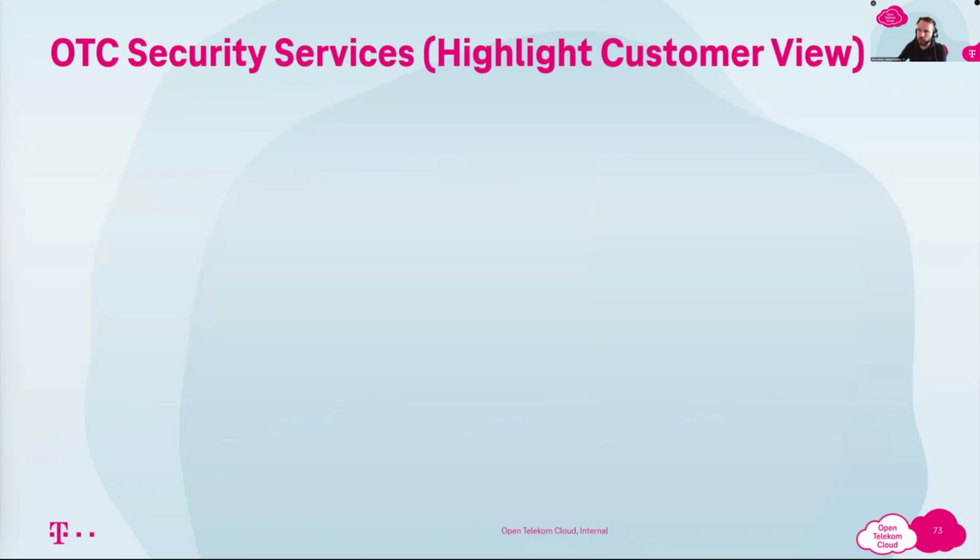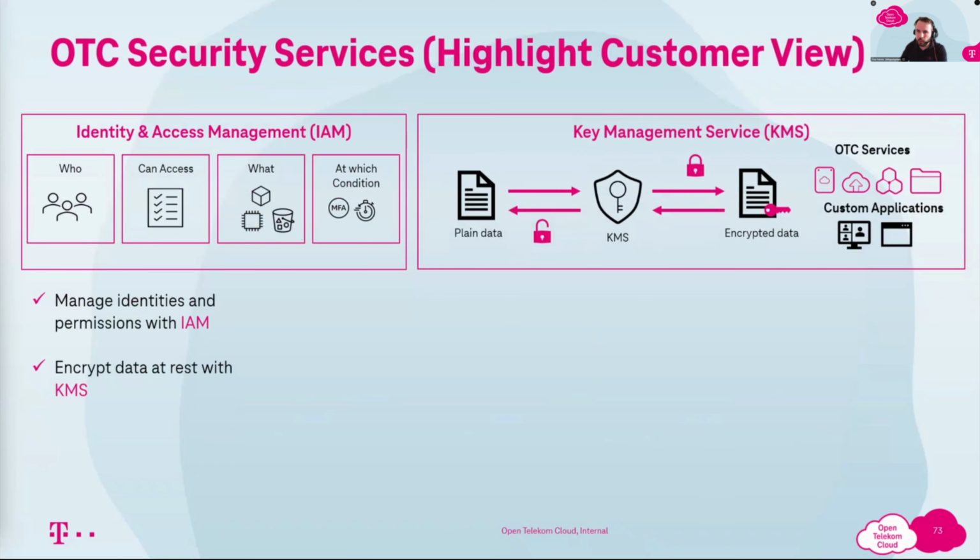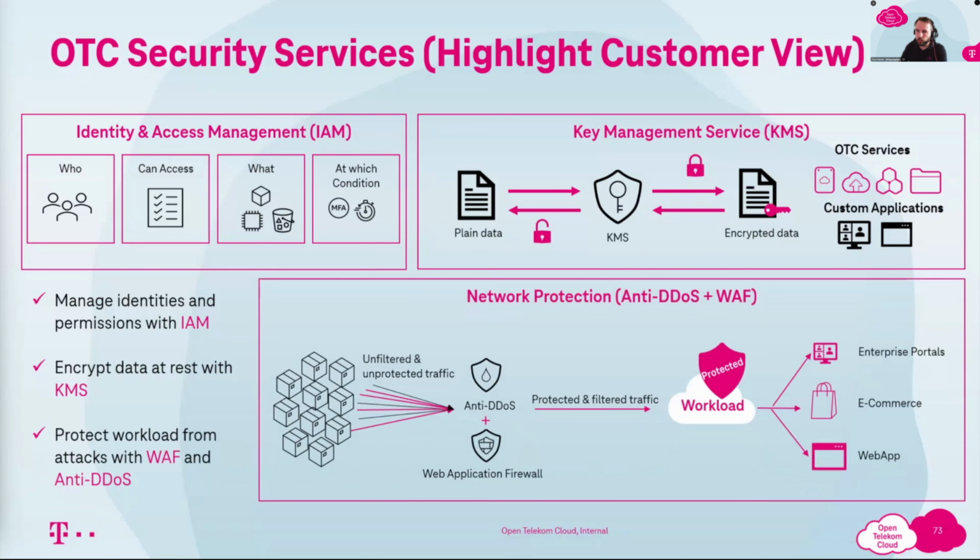What we have today for services are, first of all, the broadly used and necessary service IAM. That one is for managing identities and permissions. The next one is KMS, the Key Management Service. With that one, you can encrypt data at rest. Finally, we have protection of workloads for the network side with anti-DDoS and the web application firewall, like I just showed today.